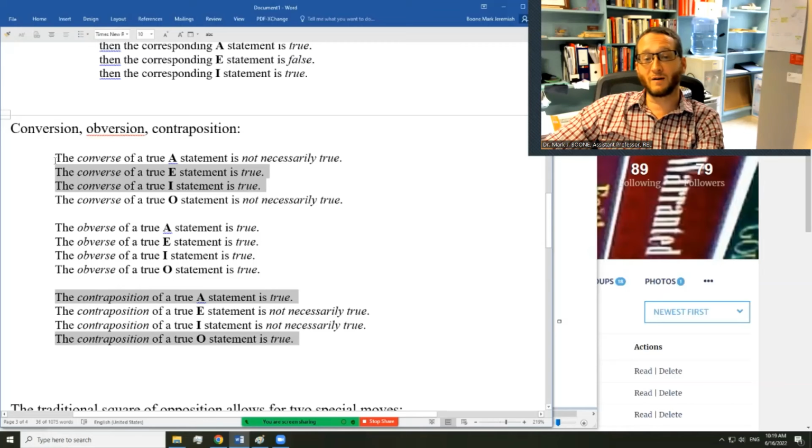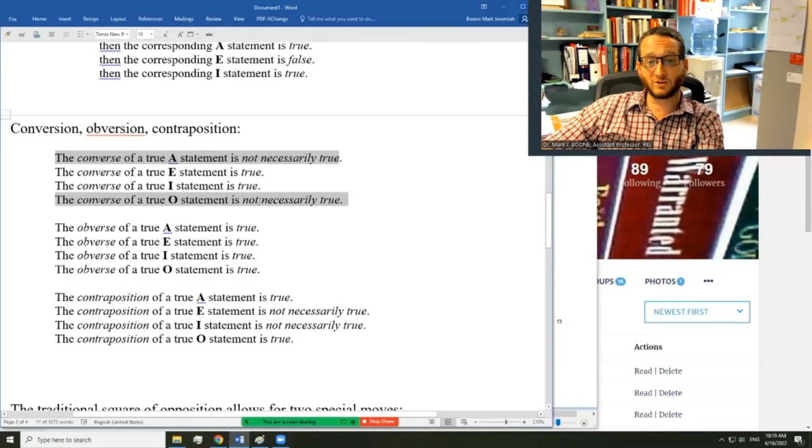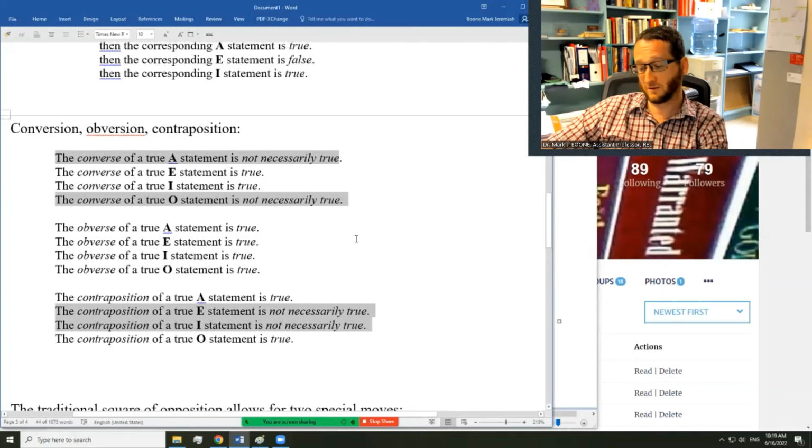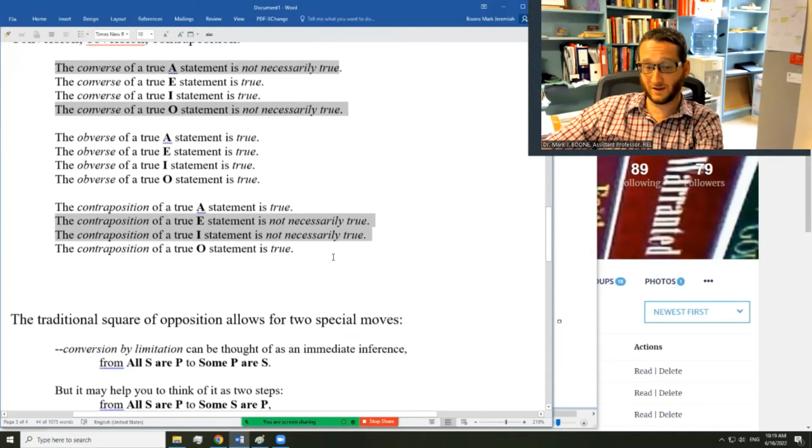The conversion of a true A or O, or the contraposition of a true E or I, is not necessarily true. You can't conclude it's false just because you can't confirm it's true. The important thing is that you can't confirm anything about the conversion of an A from the A alone, or about the conversion of an O from the O alone, or the contraposition of an E or an I from the E or the I alone. Those would be invalid inferences.